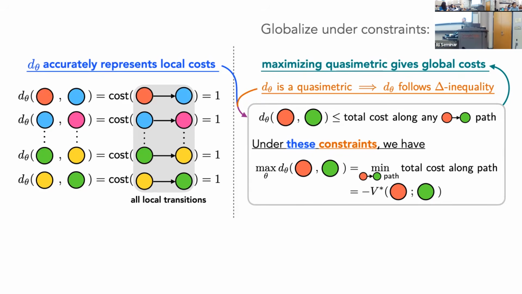Yeah, question. So are you assuming that the MDP has to be a DAG for this to work? Yes. Isn't that a very constraining assumption?